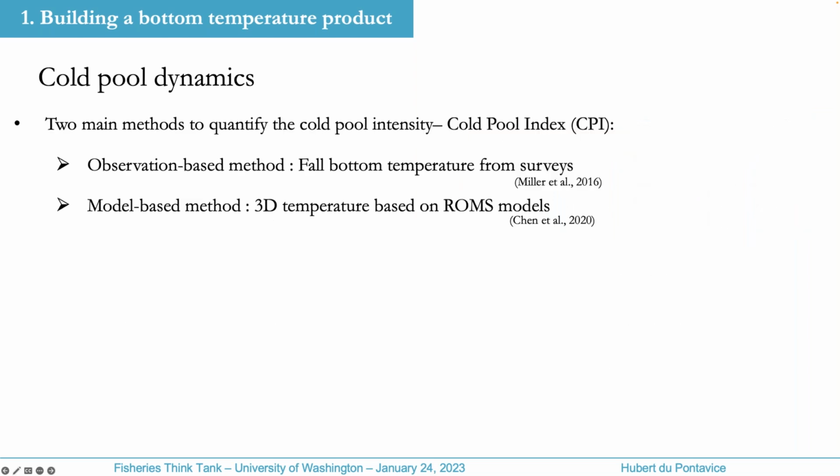Different features of the cold pool are very important to the ecology of the region because it provides thermal conditions that retain many groundfish species, and especially the yellowtail flounder settlers, but it also provides a habitat for other species.